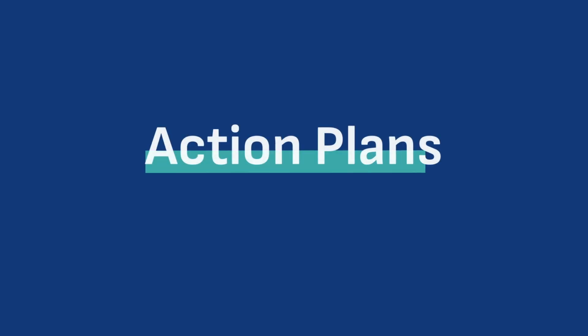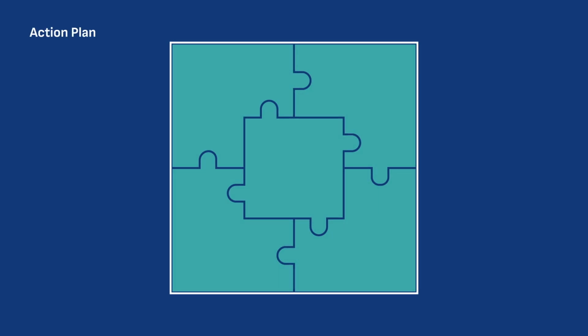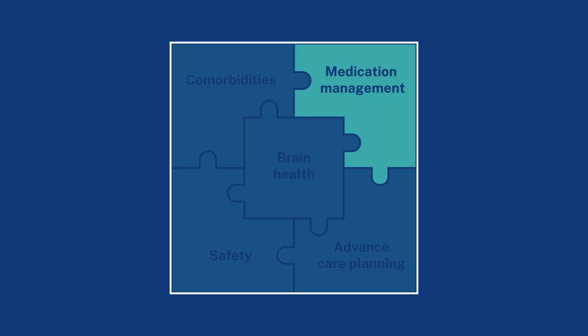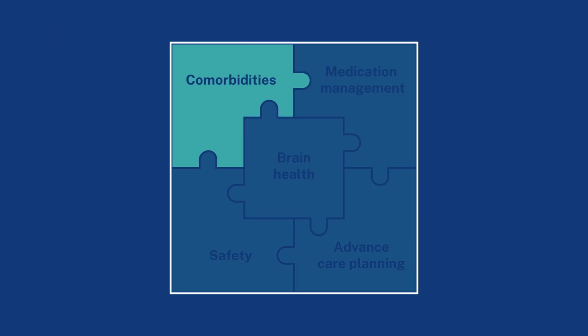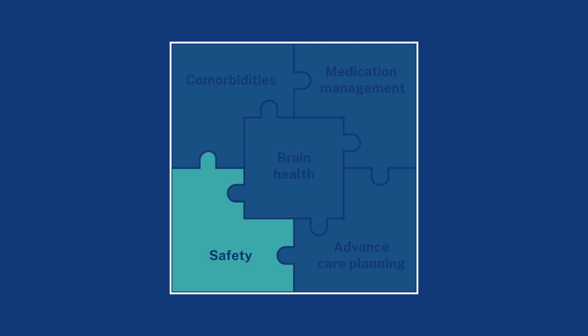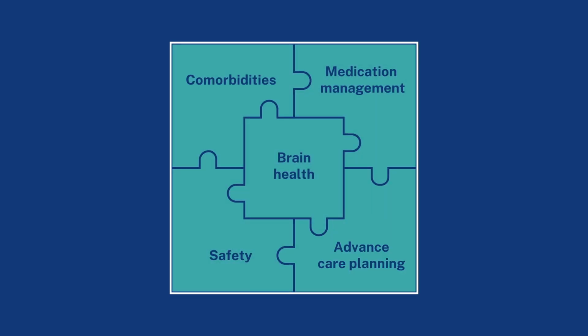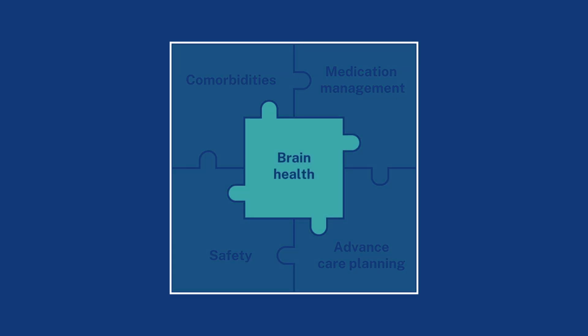The third step is to create an action plan that addresses clinical and social aspects of dementia care. There are 5 things to consider in your action plan. These are brain health, medication management, comorbidities, safety, and advanced care planning. Let's start with brain health, which really is a centerpiece of all care plans.